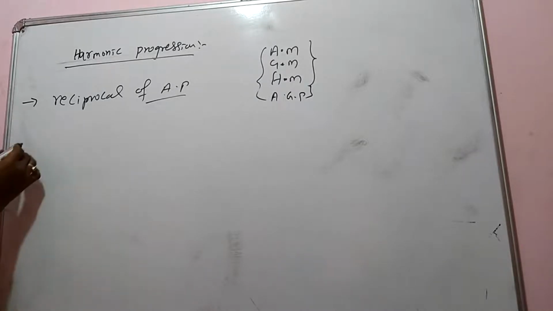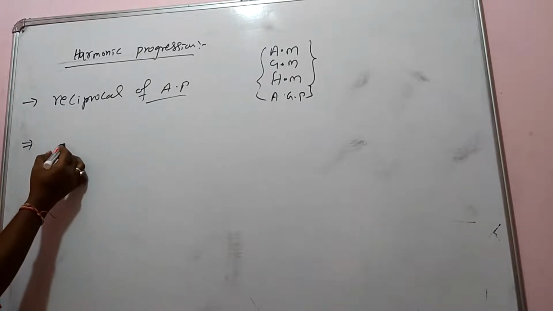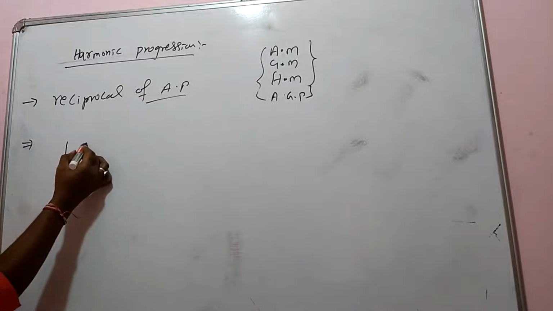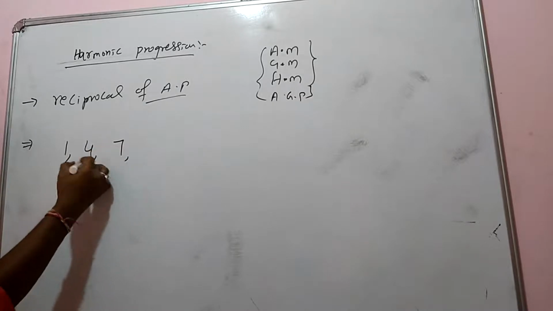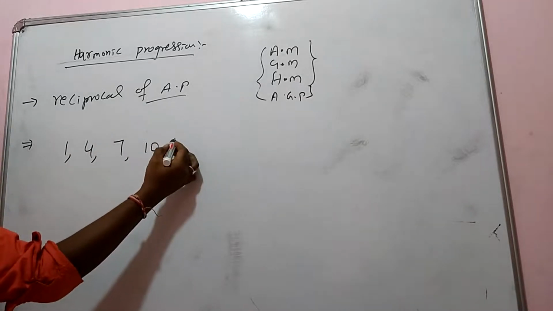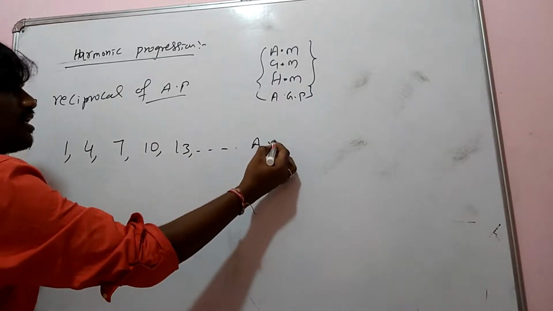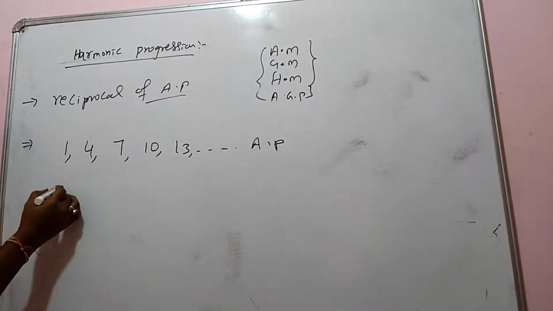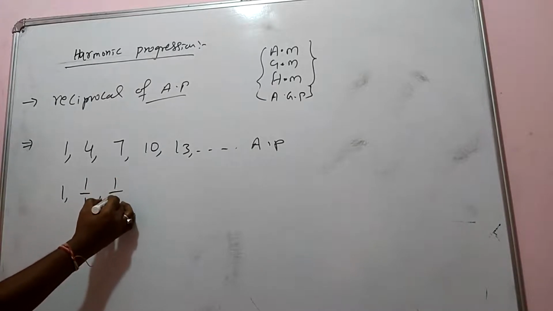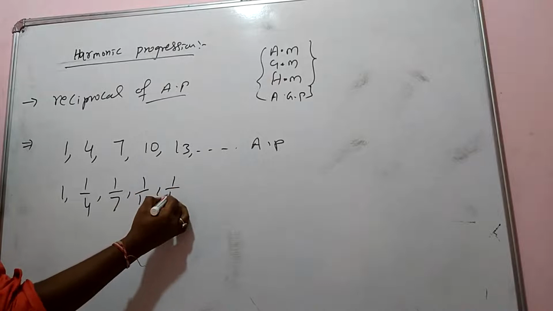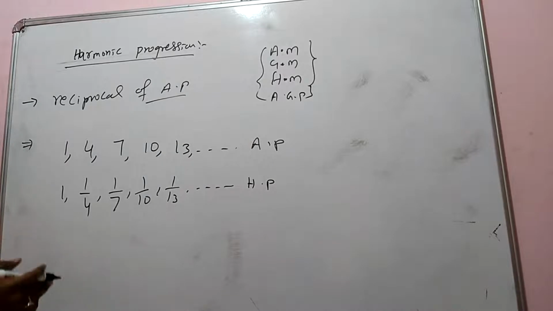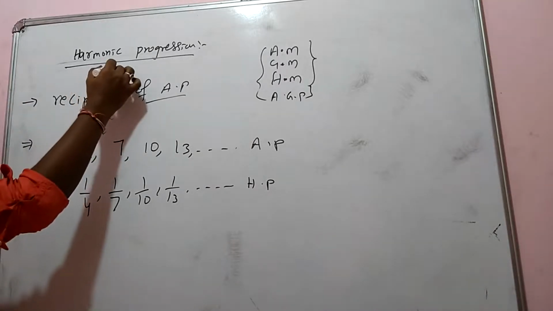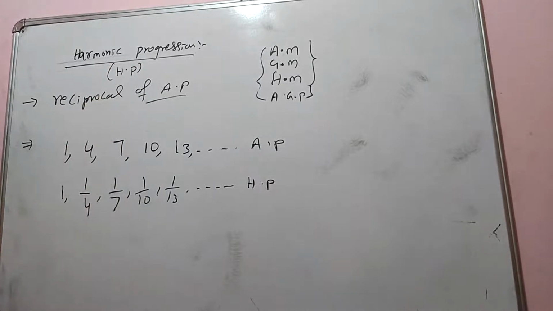Suppose you have 1 plus 3, that is 4. 4 plus 3 is 7. 7 plus 3 is 10. 10 plus 3 is 13. So this is an AP. If I write 1 by 4, 1 by 7, 1 by 10, 1 by 13 like this, it is called harmonic progression, which we call HP. HP is the reciprocal of arithmetic progression.